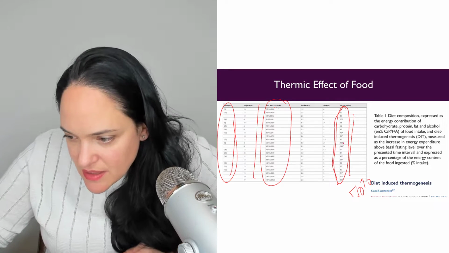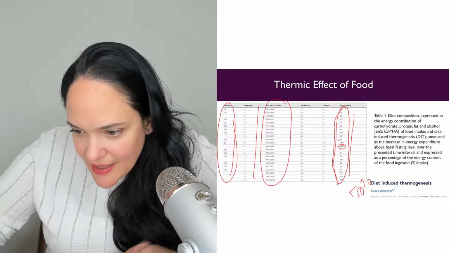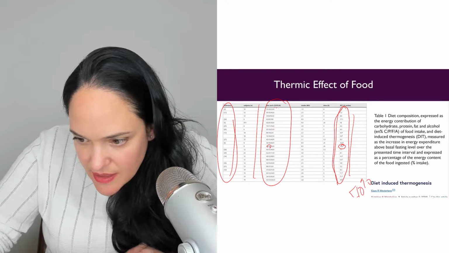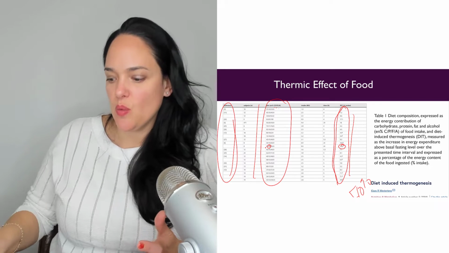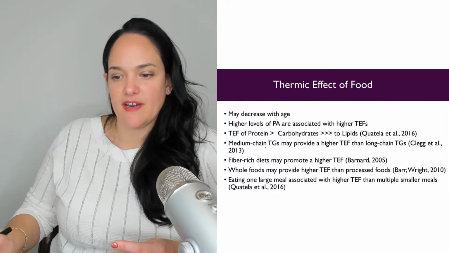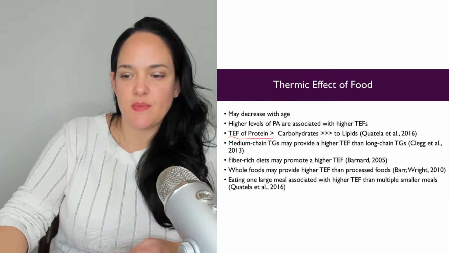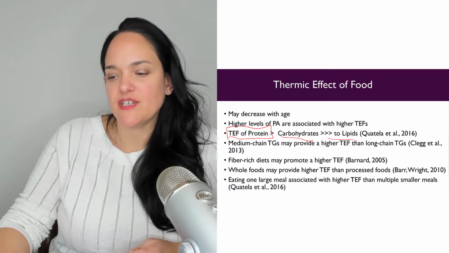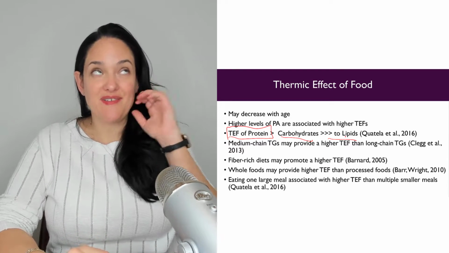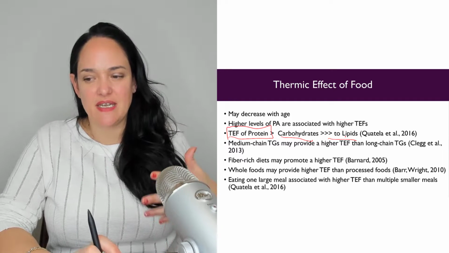If I look at this one that's particularly high, I am not surprised to see a higher proportion of protein, because one of the main things we know about the thermic effect of food is that the thermic effect of protein is higher than carbohydrates, and much higher than lipids.